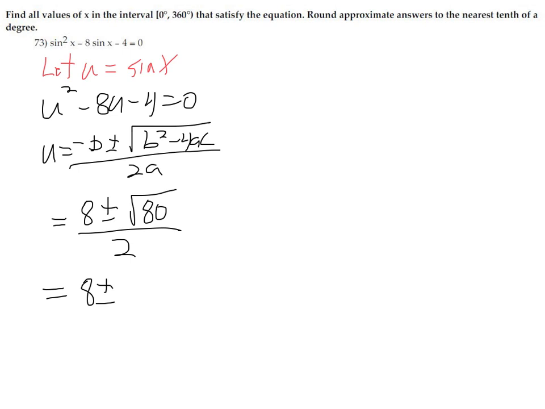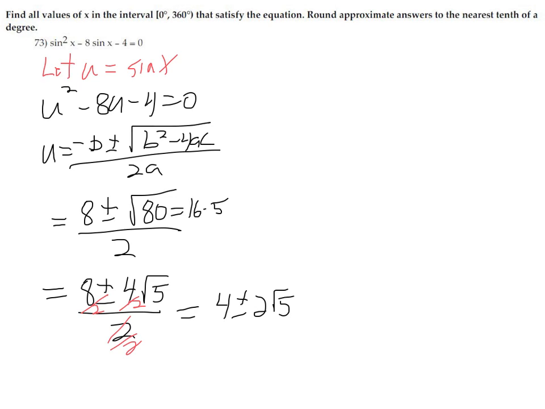80 is 4 times 20. So it is 16 times 5. So we can square root 16 and get 4, and then square root 5. I'll divide by 2. And now we can reduce by 2. Basically dividing by 2 everywhere, giving us 4 plus or minus 2 square root 5. That's u, but wait, that's sine x. That's not our final answer. We have to find x, but that at least gets us to where we can go.